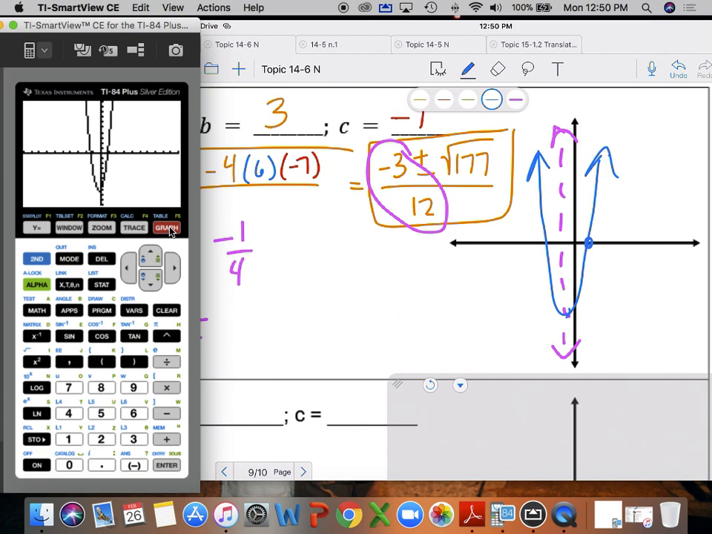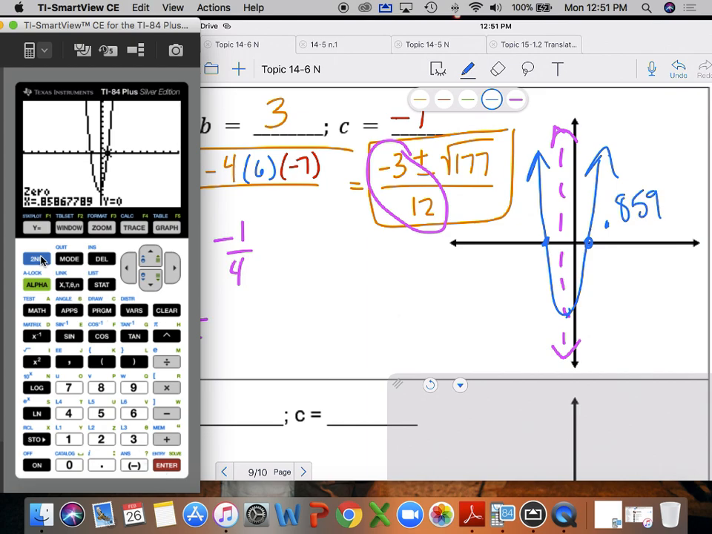To get my two solutions, I do second trace 2, because 2 zeros, 2 solutions. I go to where I want, I slide to the left, enter, go back to where I want, slide to the right, enter, enter. So this is 0.859.